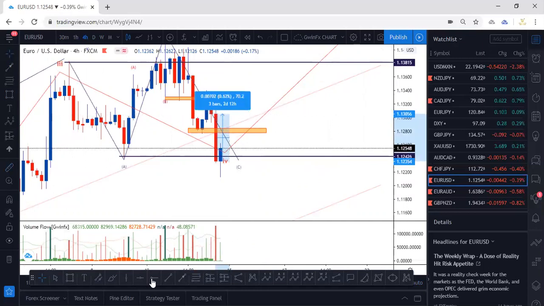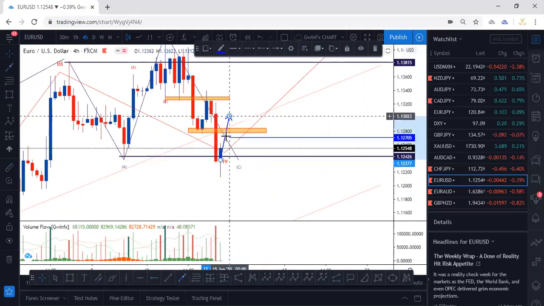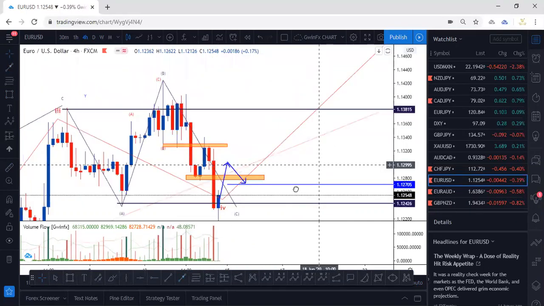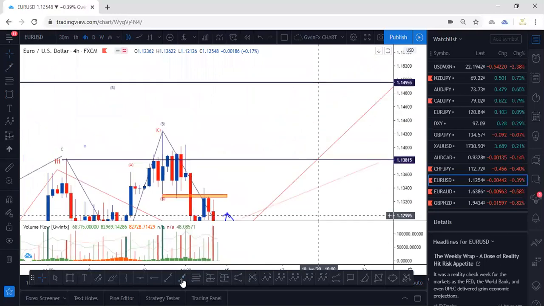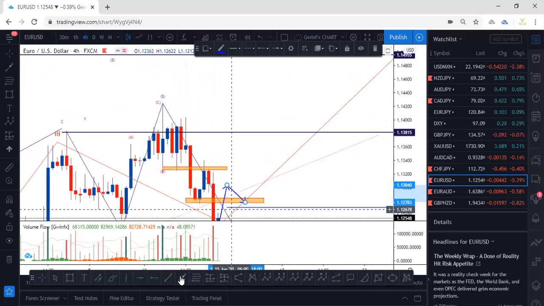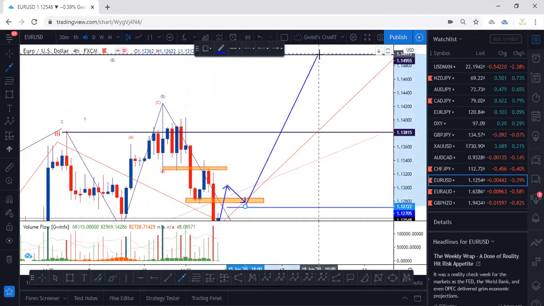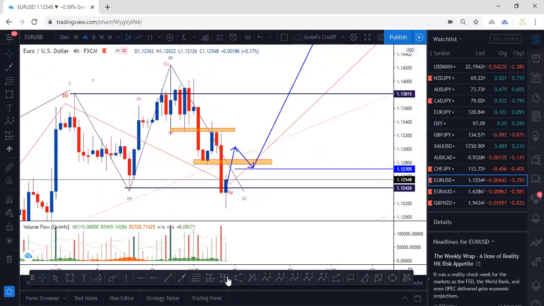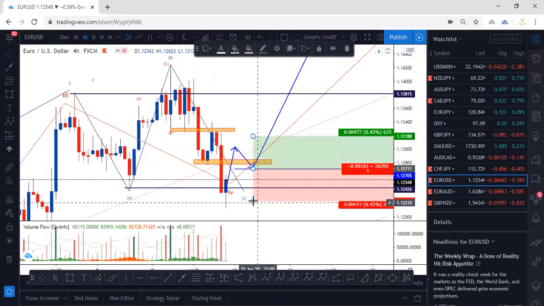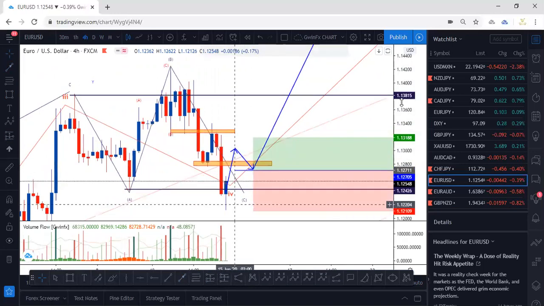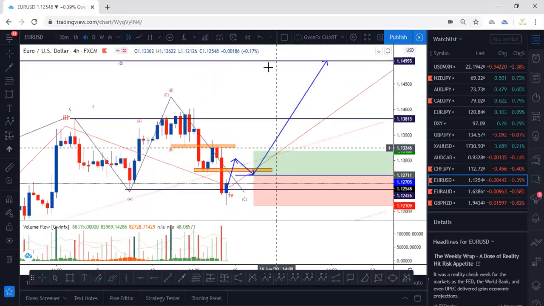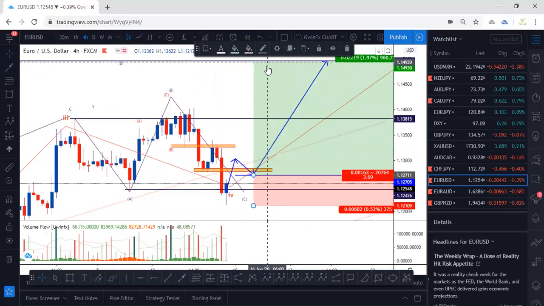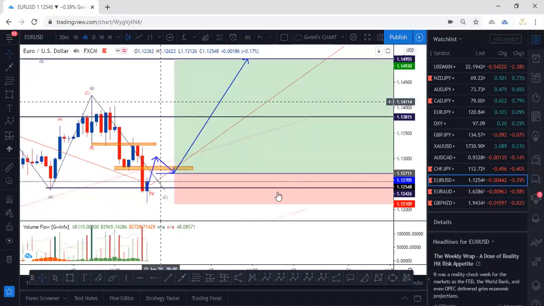So this is what we're looking to do: if price can break above here and retest, we will look to buy the Euro USD back into this structure here. That's what we want to be seeing for next week, and that would be a massive trade. Risk will be here, and our reward will be here. So that will be a massive 3.69 trade.